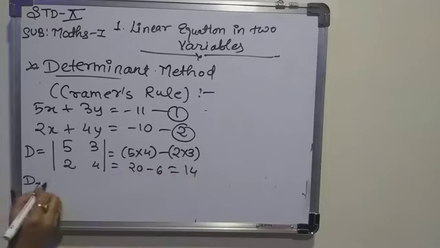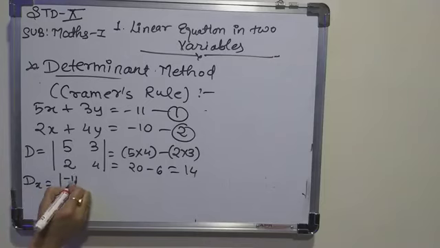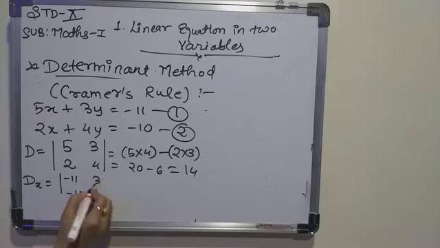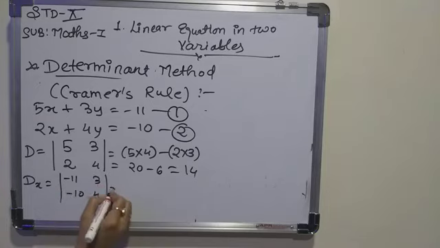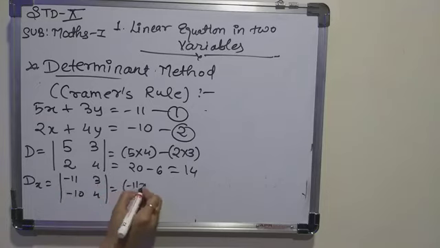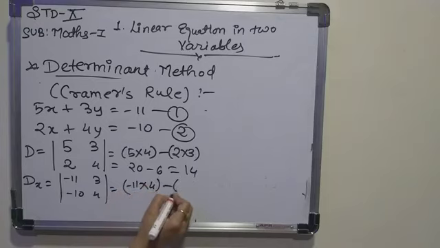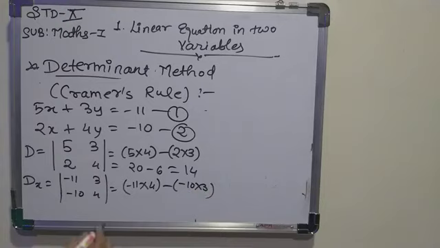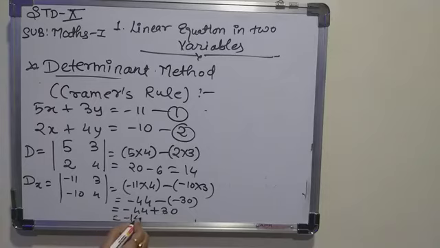We are going to find the Dx: minus 11, minus 10, 3 and 4. Again the same, minus 11 into 4 minus minus 10 into 3. You will get minus 44 minus minus 30, minus times minus is plus, so we get minus 44 plus 30, and your answer is minus 14. This is the value of Dx.